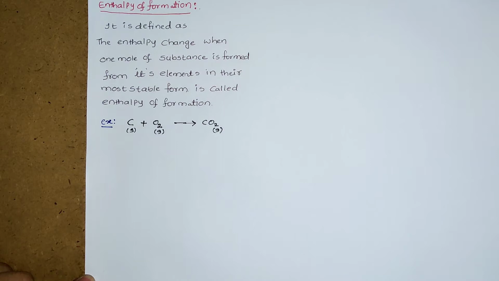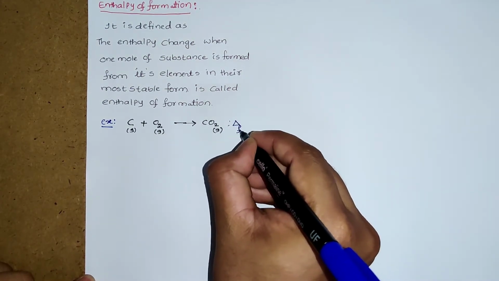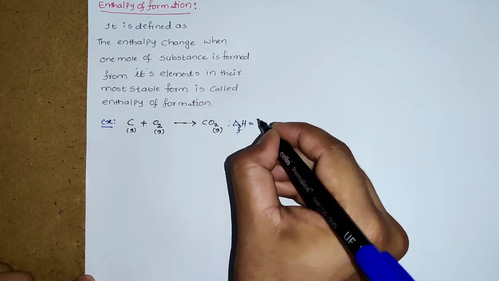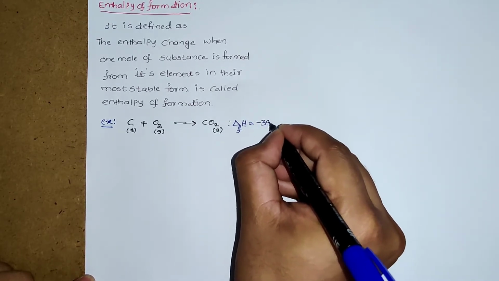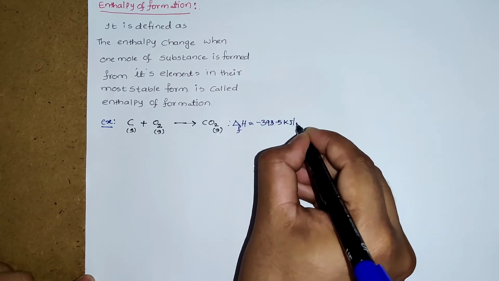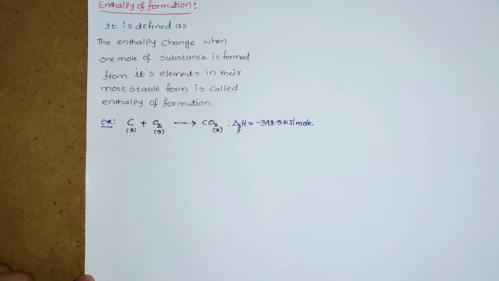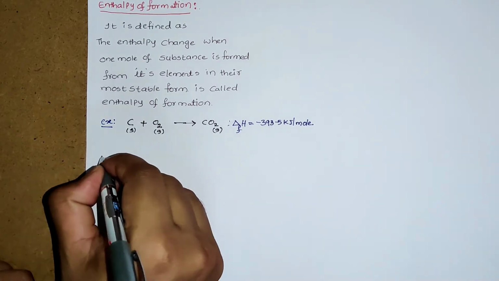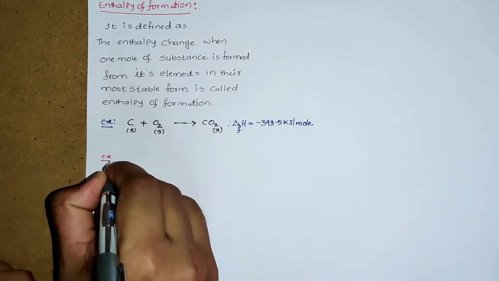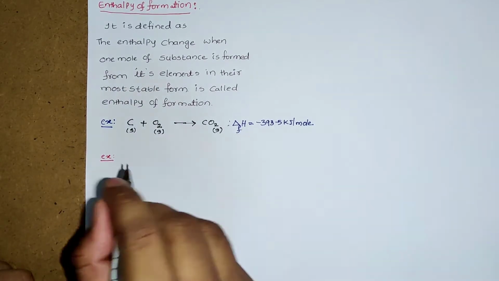So during this reaction, the amount of energy liberated is minus 393.5 kilojoule per mole. Suppose, when you are solving numericals in thermodynamics, instead of the reaction being given, they mention a statement.